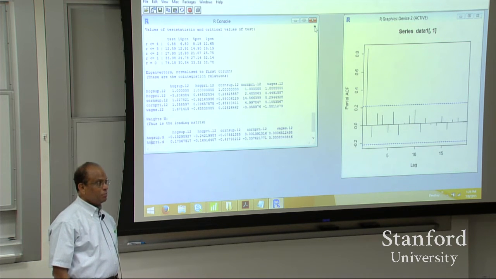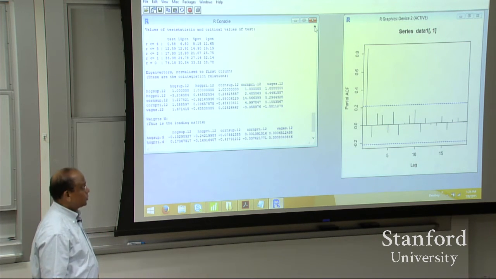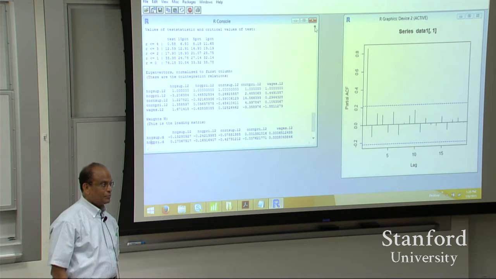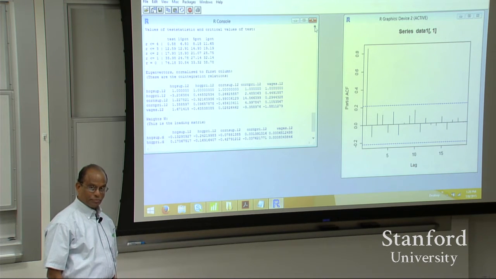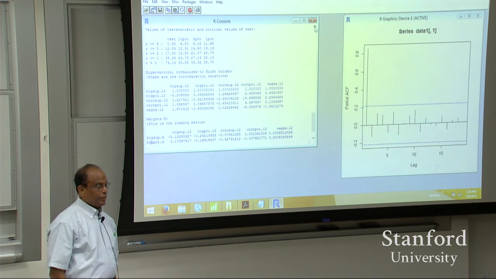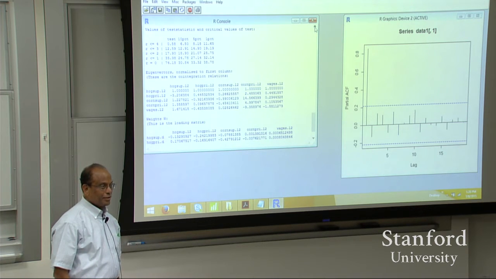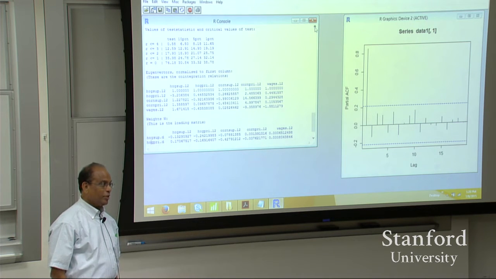Remember, we are checking pi star, which is pi minus I, and the rank of that pi minus I is equal to 2, right? So how do you translate that into non-stationary and stationary values? The rank is equal to 2, that means 3 of the eigenvalues are supposed to be 0. That means there are roughly 3 non-stationary series and 2 stationary combinations.